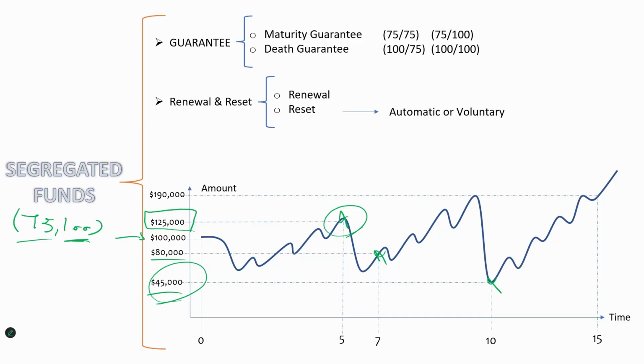So you guys can actually use this chart, right? And just do a couple of different examples for yourselves. But I think that I covered all the different types that it could happen. Reset, renewal, all of that.